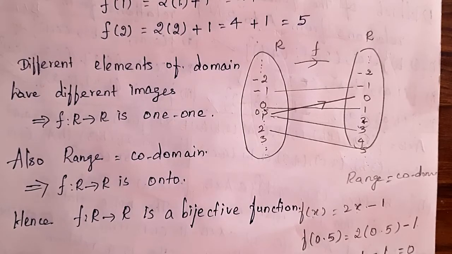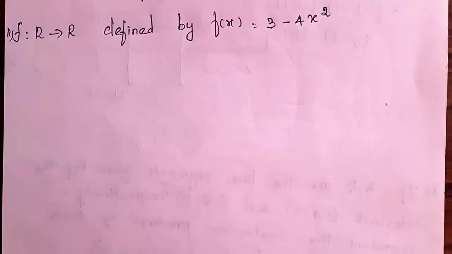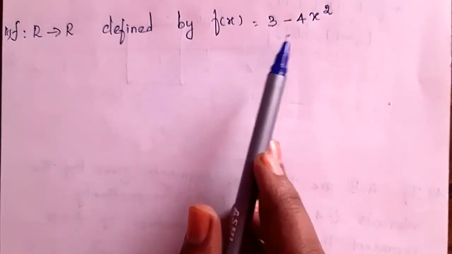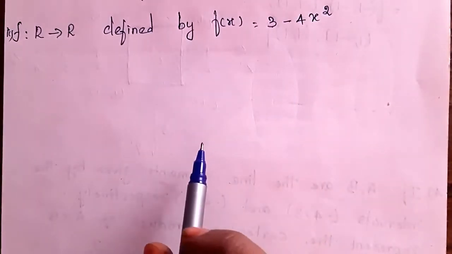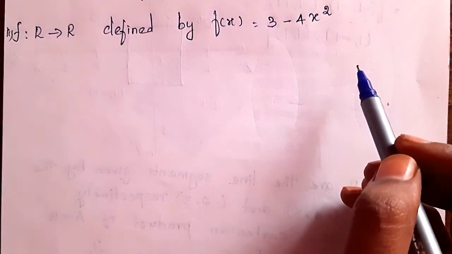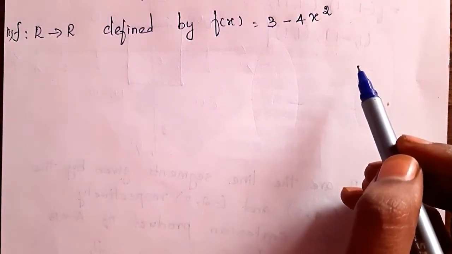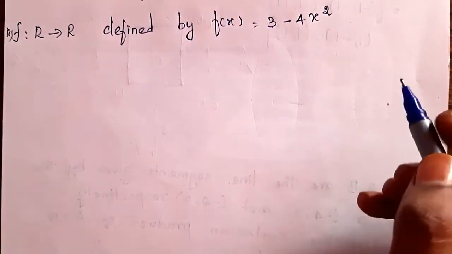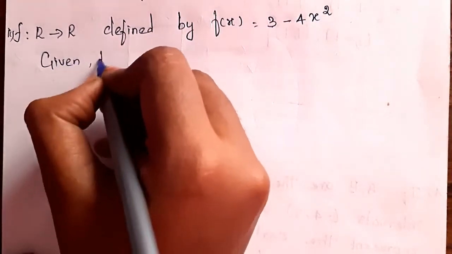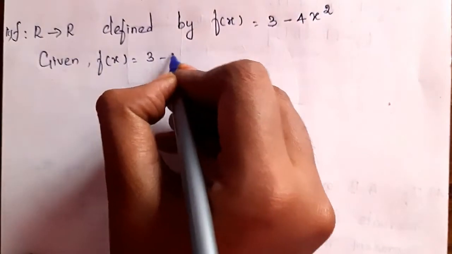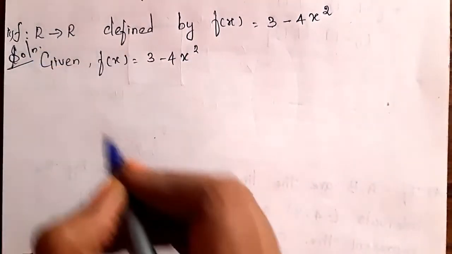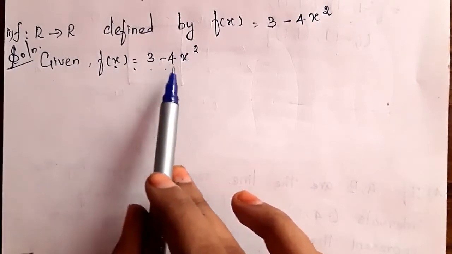So second part, we can go to the second part. f from R to R defined by f of x equal to 3 minus 4x square. We have to find out whether it is bijective or not. For that, first we can check whether it is 1-to-1 and onto or not. Okay. So first, what is given? f of x equal to 3 minus 4x square.